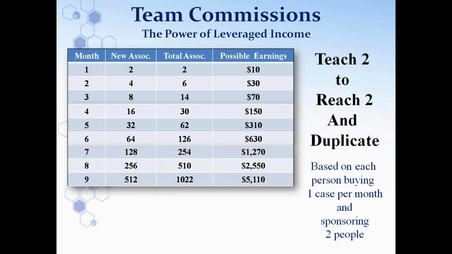You have over 1,000 total. Now let me do a little review here. How many did you find? You only found 2. Everybody in this example only found 2. And they took the entire 30 days to find the 2 people. No one has a single customer. They're just using 1 case of ASEA for themselves. And after 9 months, you'd be generating over $5,000 a month.